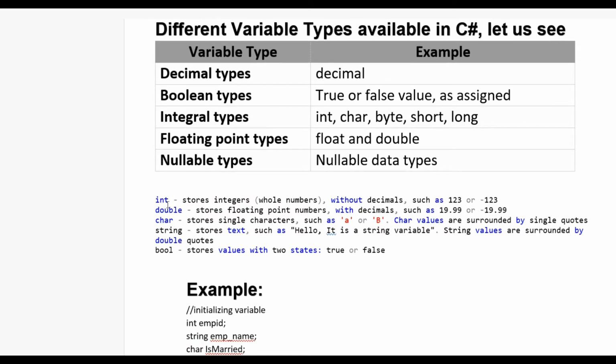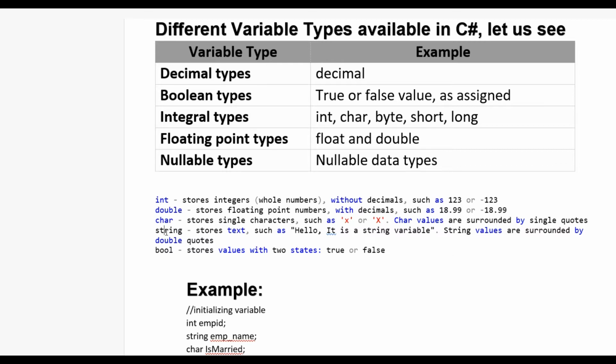Now see, integer stores integers, meaning whole numbers without decimals, such as 1, 2, 3, 4 up to 9 and minus 1, 2, 3, 9. Double stores floating point numbers, meaning with decimals, such as 18.99 or minus 18.99. Char stores a single character such as small x or capital X. Char values are surrounded by single quotes only.